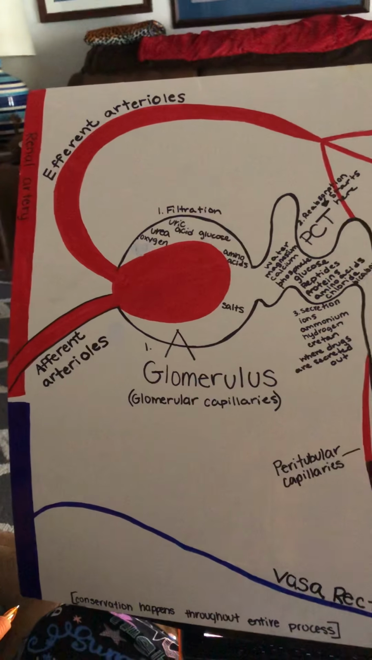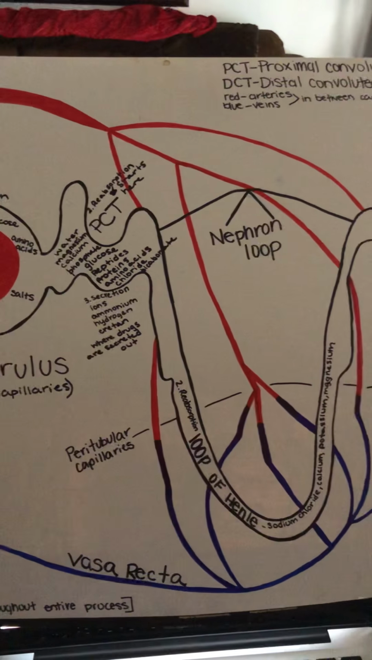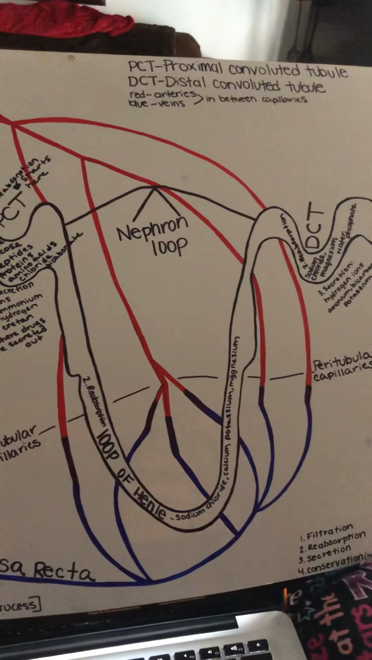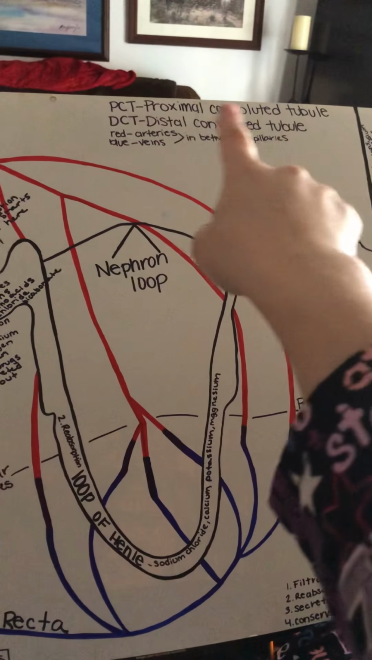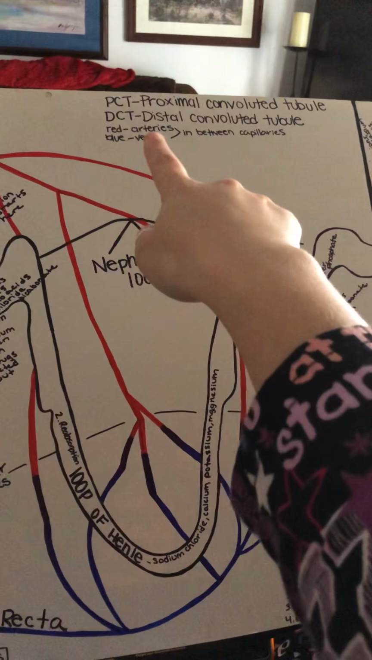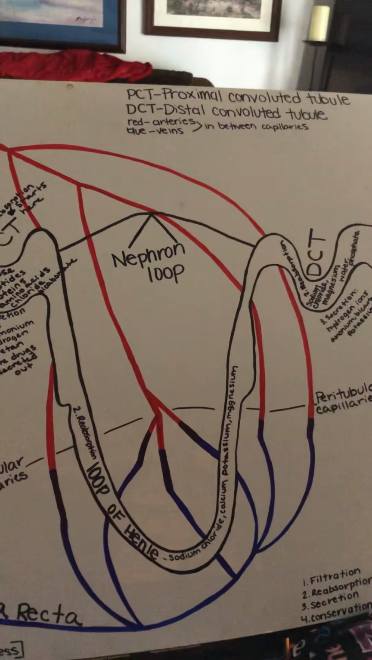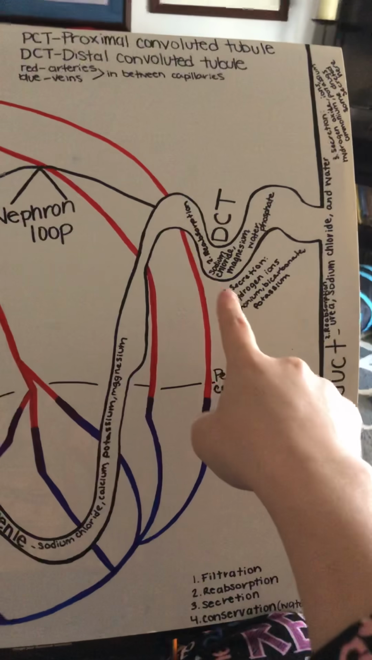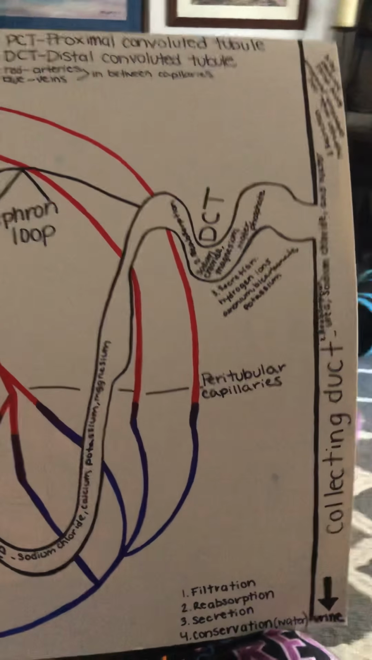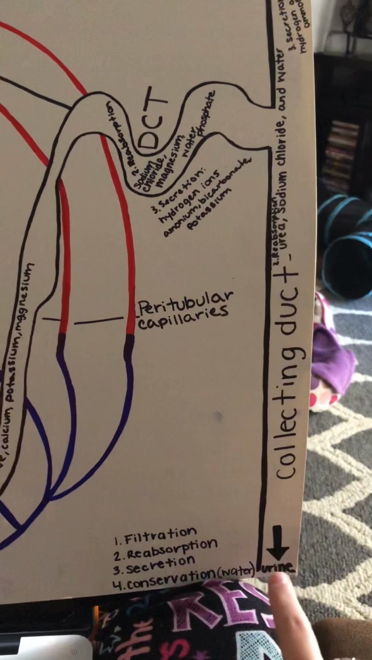So just one more quick look. I tried to put some coding like you guys can see up here, if you need to be reminded: red, blue, and PCT and DCT. And here's also the list on here too, to make it a little bit easier. And then you can see at the bottom of the collecting duct it says urine.